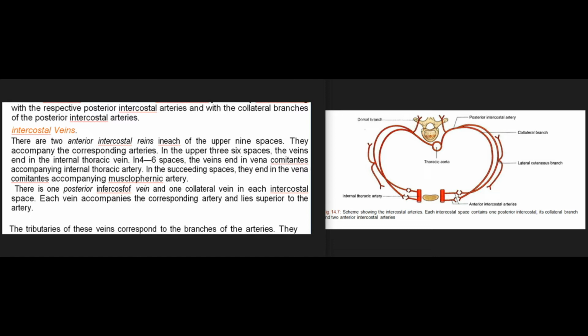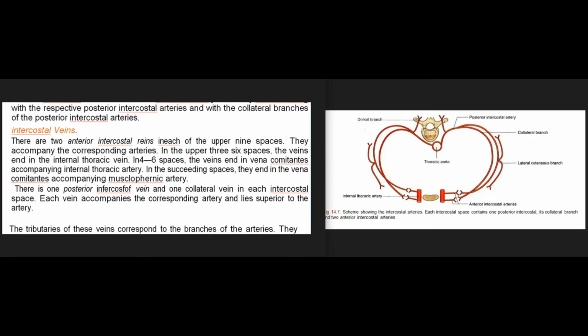Intercostal veins. There are 2 anterior intercostal veins in each of the upper 9 spaces. They accompany the corresponding arteries. In the upper 3-6 spaces, the veins end in the internal thoracic vein. In 4-6 spaces, the veins end in vena comitans accompanying internal thoracic artery. In the succeeding spaces, they end in the vena comitans accompanying musculophrenic artery.